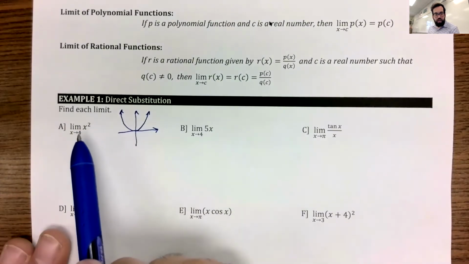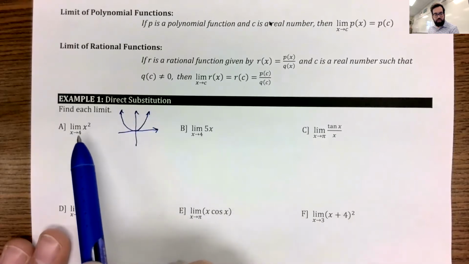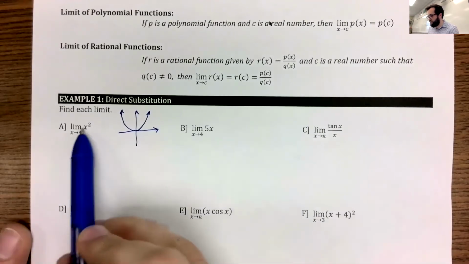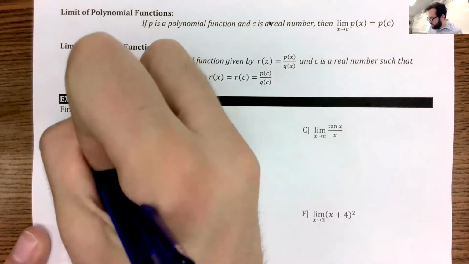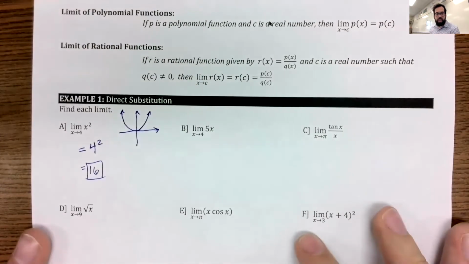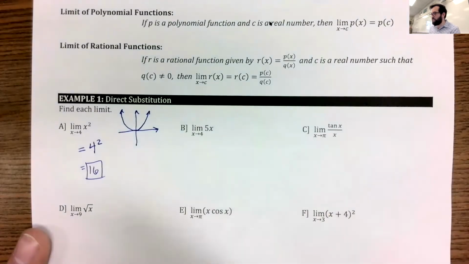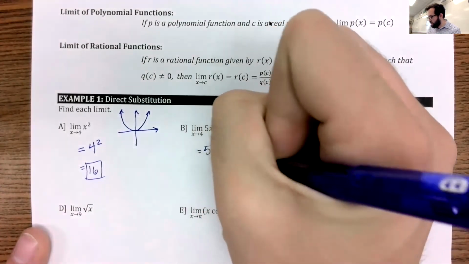So when we plug in 4 as an x value and try to figure out what the y values are approaching, it's going to be the same as if we just plug in 4 for x. So as long as our function is continuous near 4, we can just plug 4 in and call it a day. So it's going to equal 4 squared, or 16. The end. Let's look at letter B. 5x. That graph is continuous. It's a straight line. It has a slope of 5. So all we have to do is plug in 4 for x and call it a day.